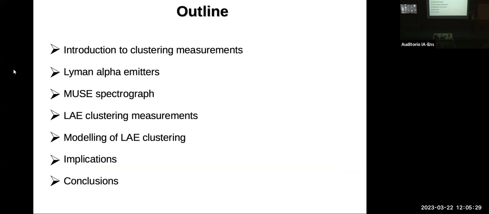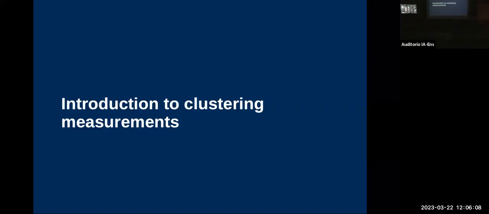So this is the outline I'm going to follow in this presentation. I will first give you an introduction to clustering measurements. I will then move to the galaxies that I have focused on during my whole PhD, the Lyman-alpha emitters. And I will tell you a bit also on how to detect these galaxies. So mostly I will focus on the MUSE spectrograph, which is a spectrograph that detects these Lyman-alpha emitters I'm using. I will also show you some of the most important Lyman-alpha emitter clustering results that we found. I will also show how we have modeled the clustering of these Lyman-alpha emitters, and I will finally give you some of the implications. And finally, I will just conclude the talk.